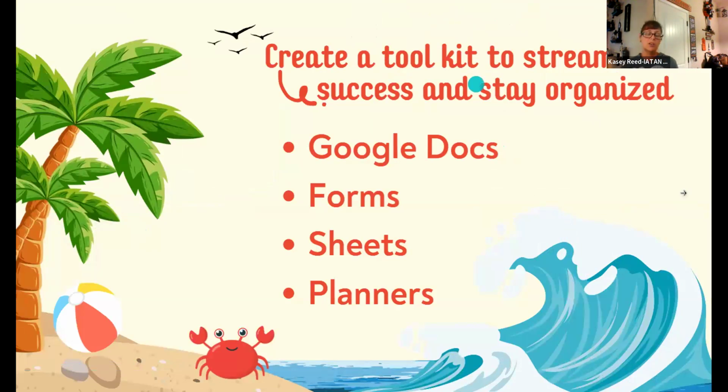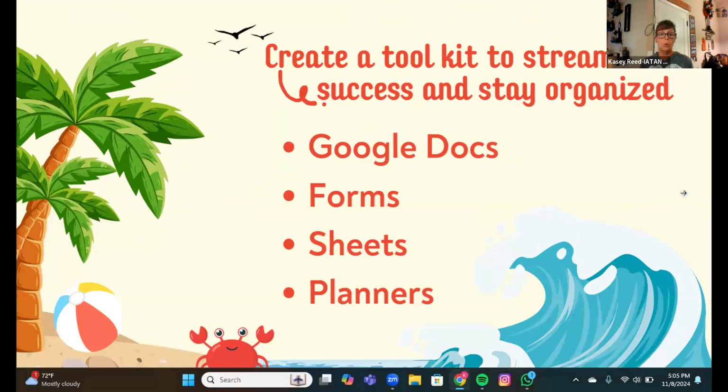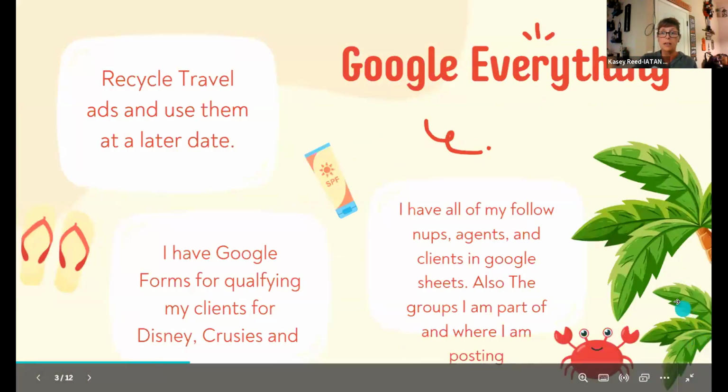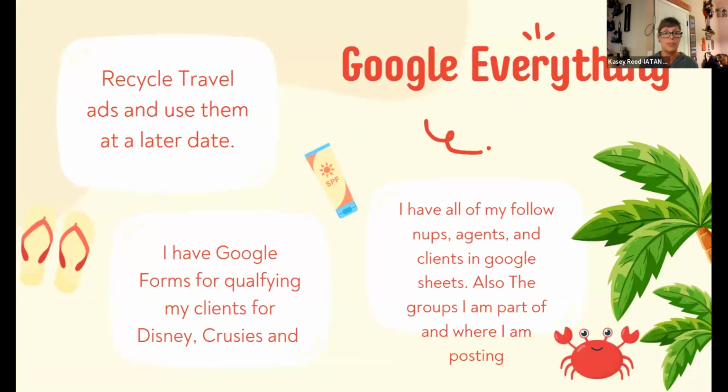There's a couple of ways I do this, guys. Let's create your own toolkit. I use Google Docs for literally everything. Anything I need to save goes into a Google Doc. I use Google Forms, Sheets, planners, right? I talked about that in my Balanced Mom, my mom life, earlier this week. I use Google for everything, for my trips, for my vacations. I recycle my travel ads and use them at a later date. You know who taught me that? Amy Moore taught me that.